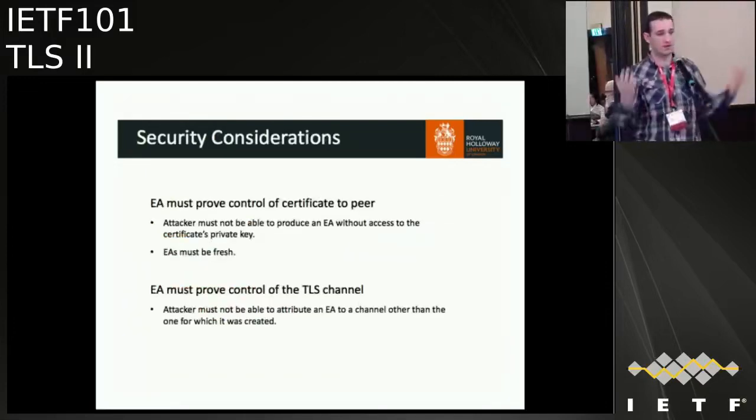So what are the actual security properties we want? If I receive an exported authenticator, I want it to prove that the person who created it has the private key of the certificate, and I want it to prove that the person who created it knows the master secret of the TLS channel to which it's bound. However, it actually transpires that those two properties aren't enough. Next slide, please.